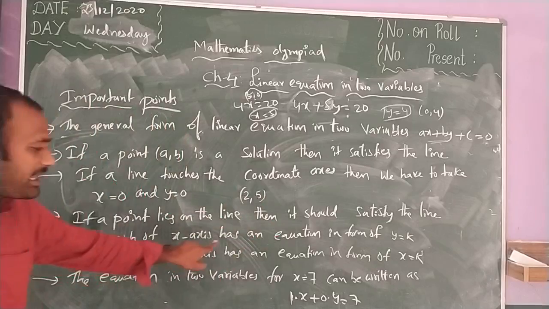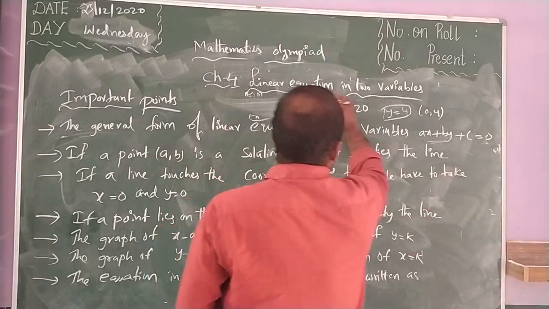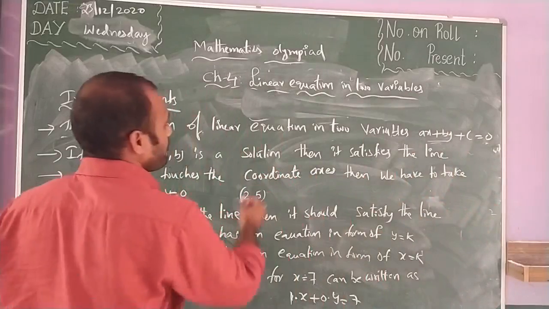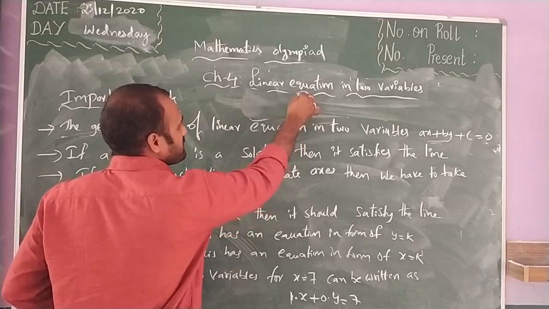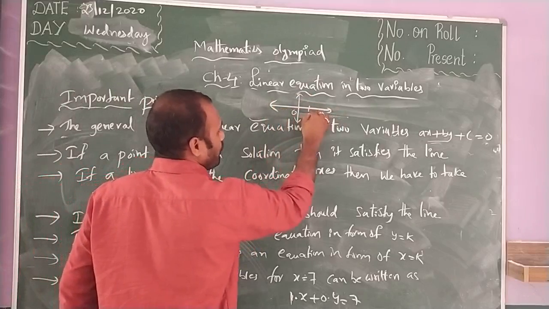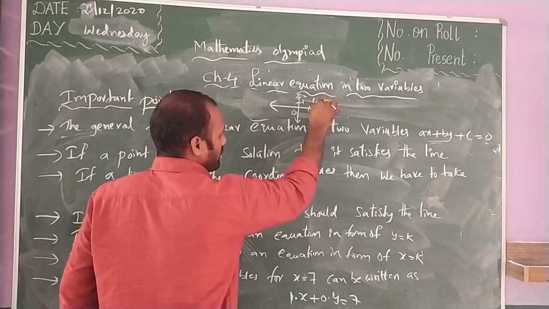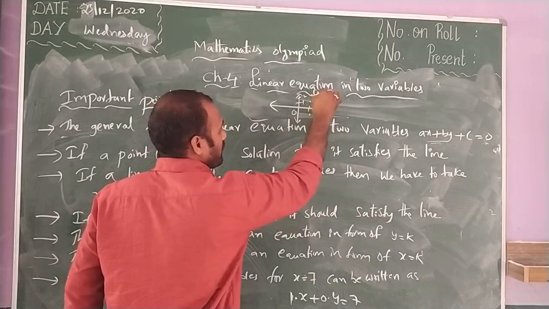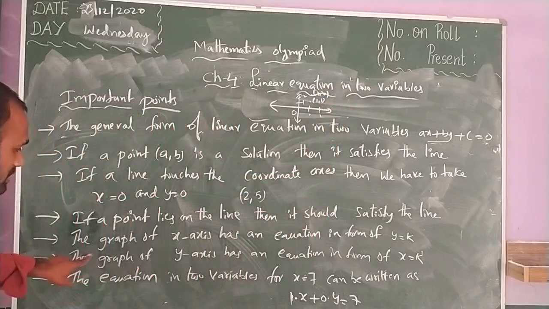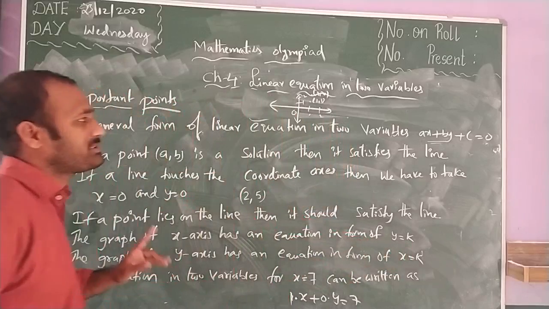The graph of the x-axis has an equation in the form y = k. For example, let us suppose this is the y-axis and this is the x-axis. If I am plotting the points here, 1 comma 1 and this point is 1 comma 2. Here the question is, the graph of the x-axis has the equation y = k. It means that the y value should be constant.